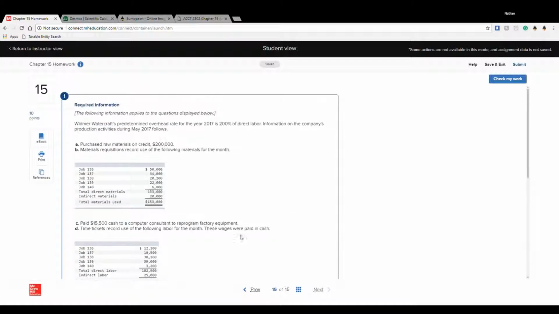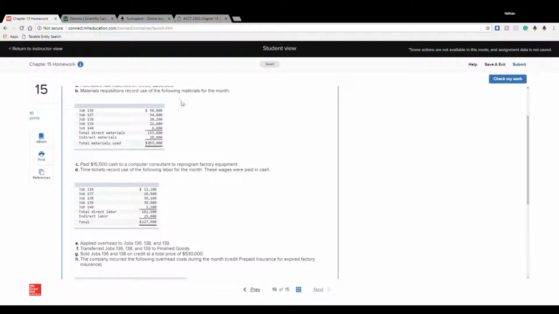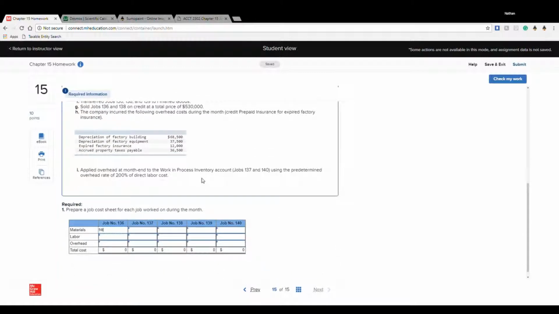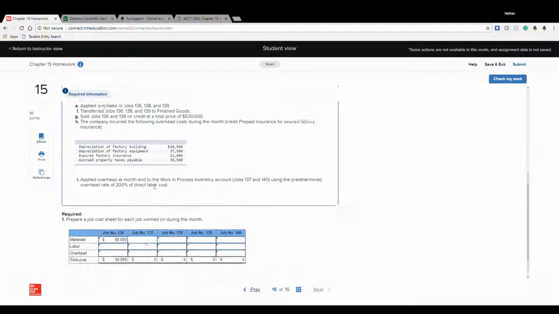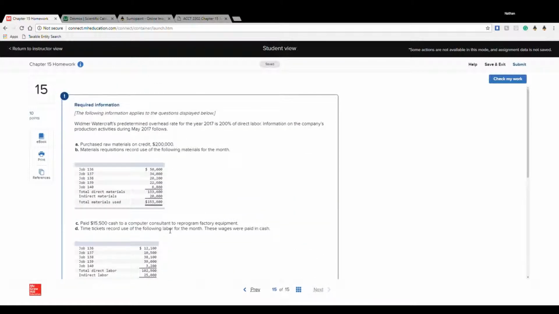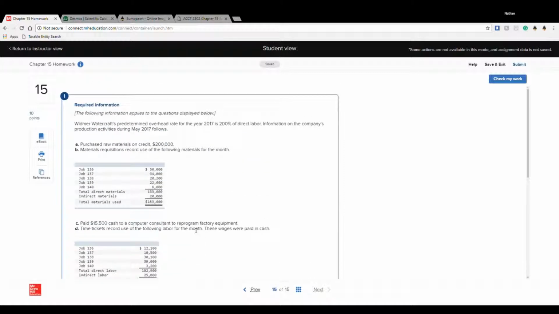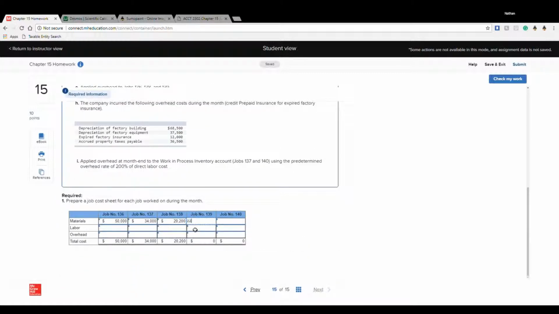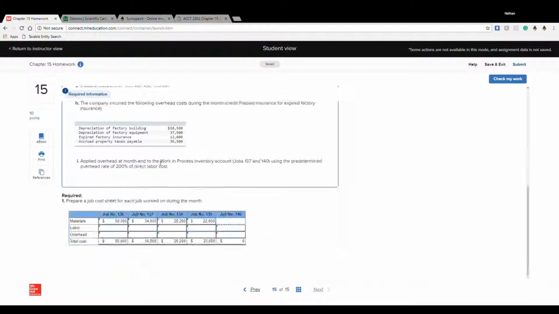So this is easy. We're going to actually look at these charts and we're just going to fill them in. So starting off with chart 1, this is all about materials. So we have 50,000 for job number 136, because that's the amount right there. 137, 34,000, 138, 20,200. Job 139, 22,600. Job 140, 6,800.